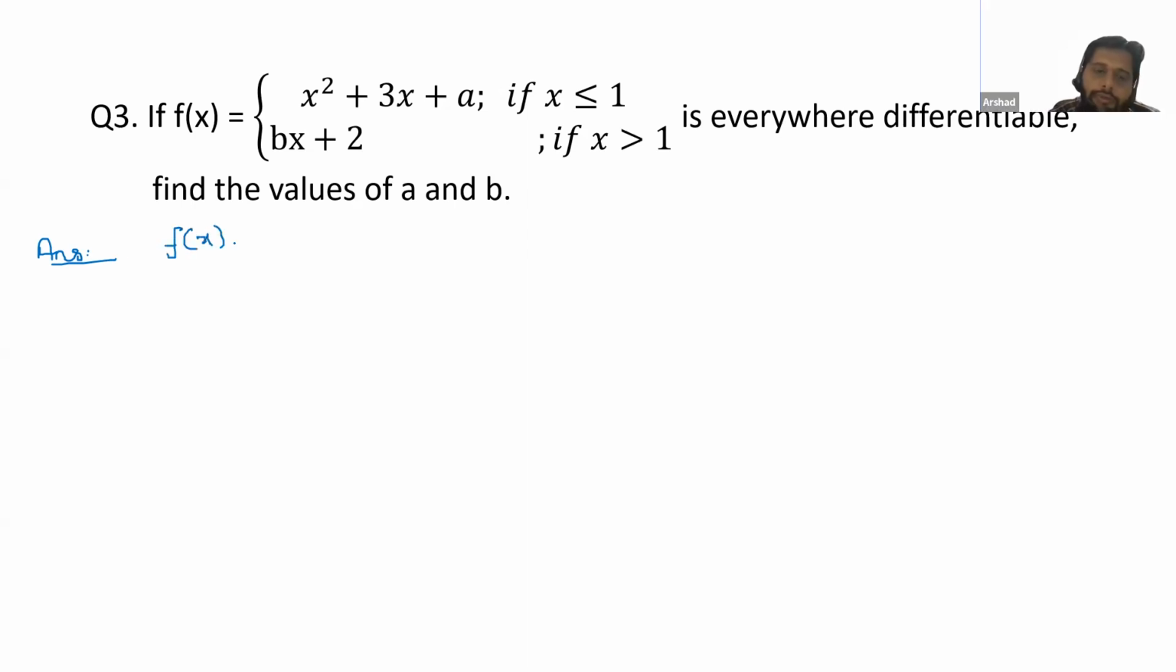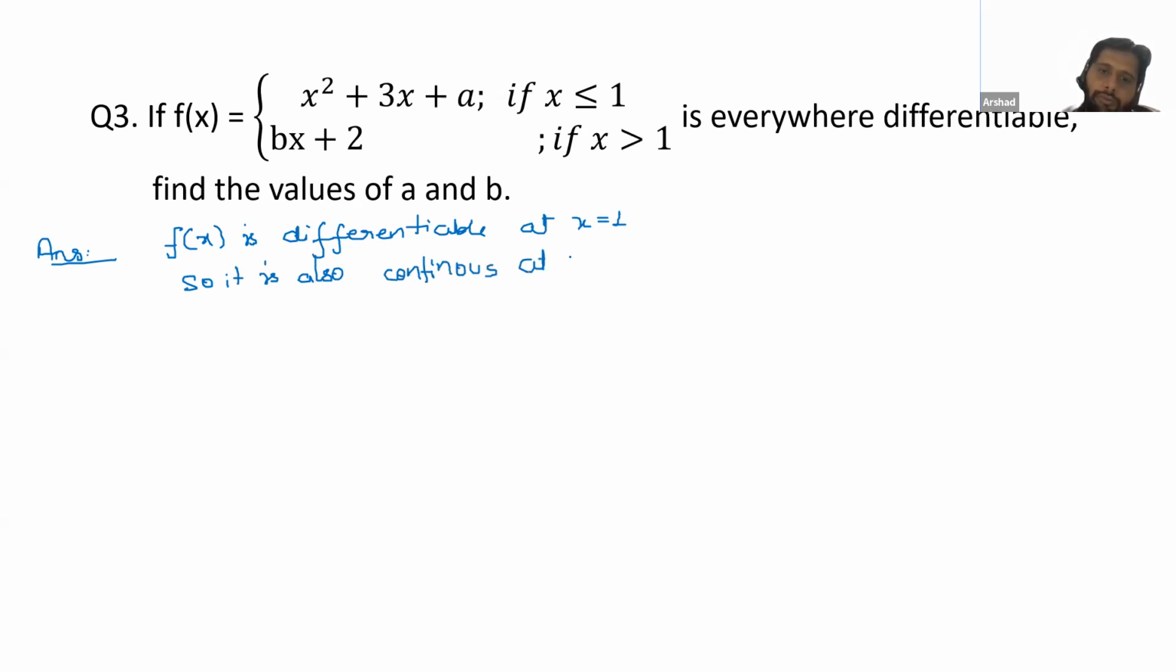So we have discussed this yesterday. f(x) is differentiable at x equals 1, so it is also continuous at x equals 1. That means we can use the concept of continuity here.